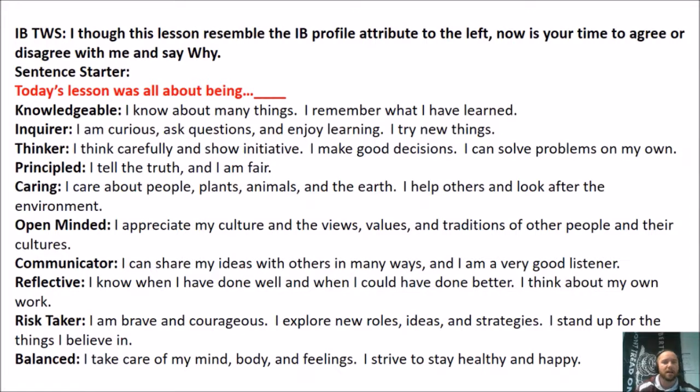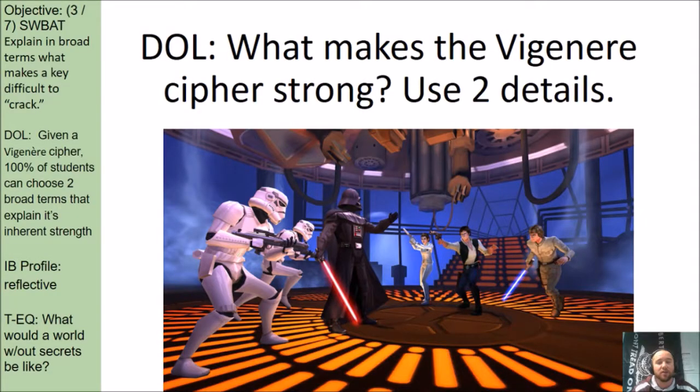For me, I am done today. Choose the IB profile attribute that you think fits with today's lesson, and then your DOL to wrap everything up. Tell me what makes the Vigenère cipher strong, and do so using at least 2 details.